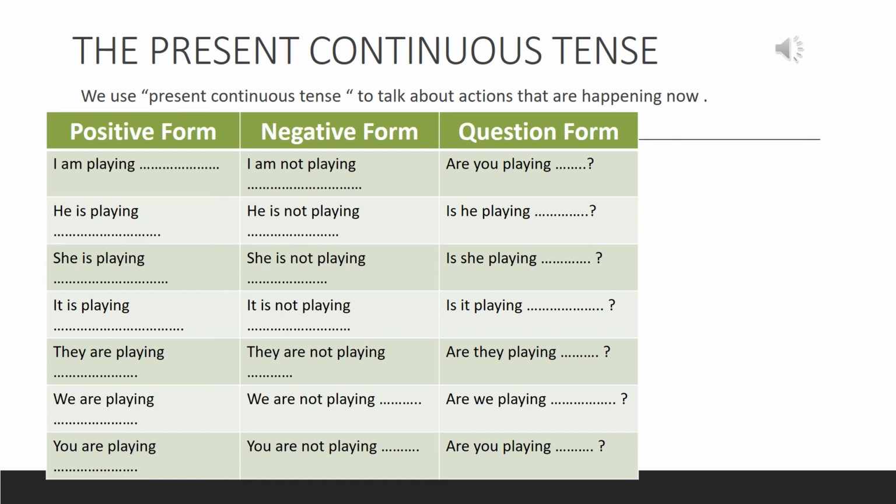So here in the present continuous form, we will start with the subject pronoun, then the verb to be, and after the verb to be, the verb with ing. In the negative form, also we will start with the subject pronoun, then the verb to be. After the verb to be, we will add not, then the verb plus ing. In the question form, we will start with the verb to be, then the subject pronoun plus the verb with ing.